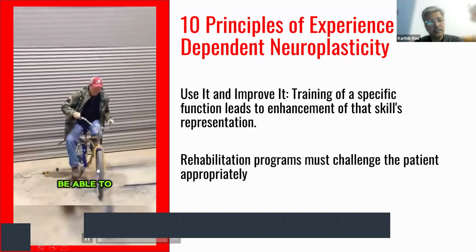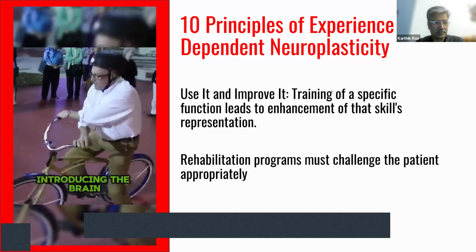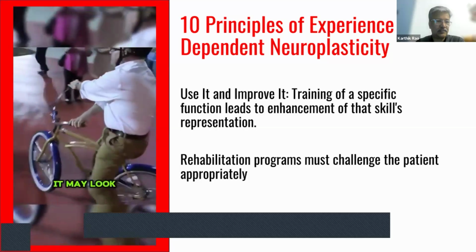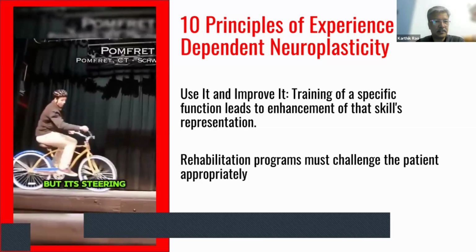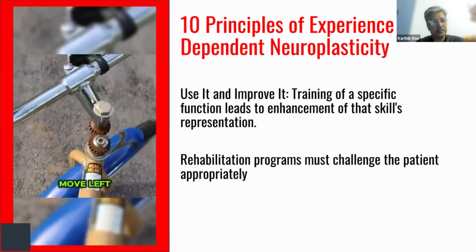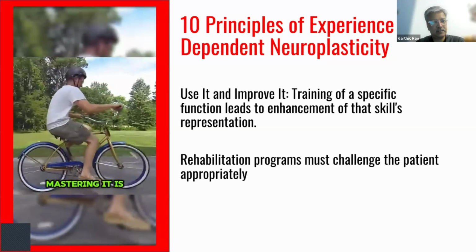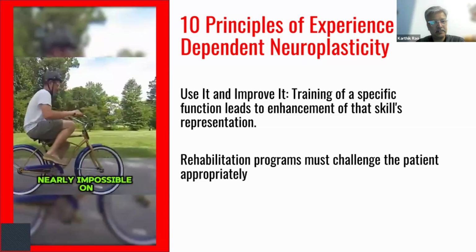No one would be able to ride this bike because it is the world's most challenging bicycle. Introducing the Brain Cycle. It may look like a regular bicycle, but its steering works in reverse. Turning the handle to the right makes the wheel move left, and turning it left makes the wheel go right. Mastering it is nearly impossible on the first try.